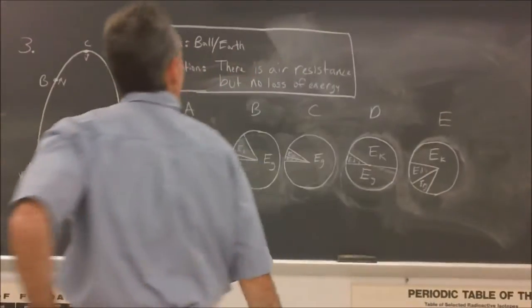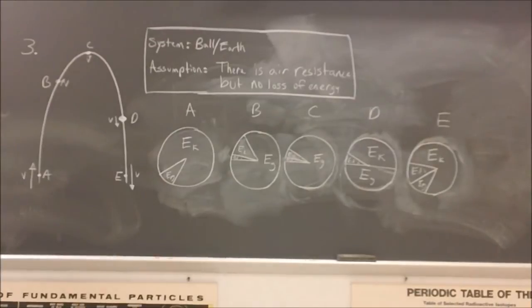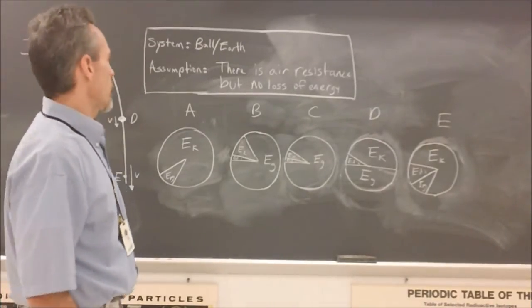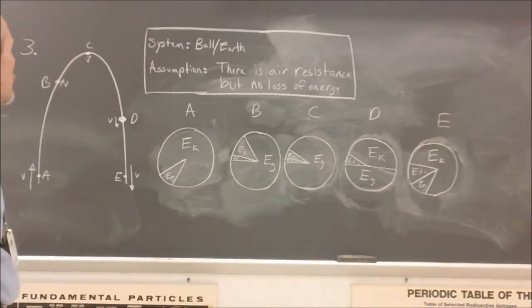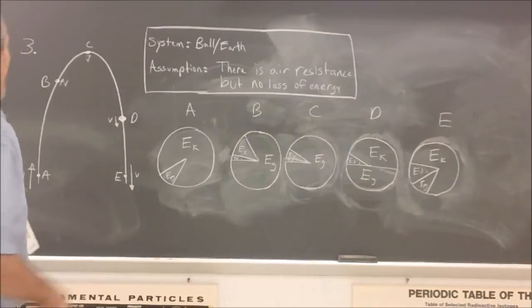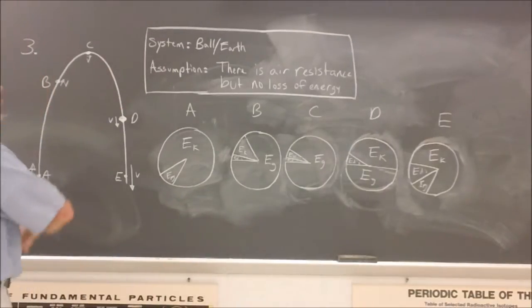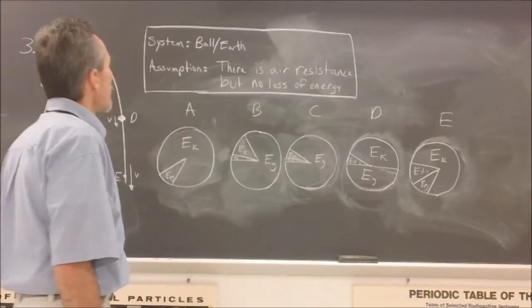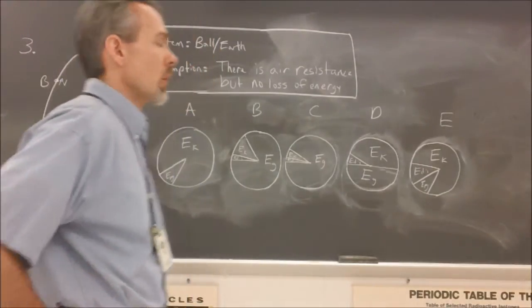Okay, before we start looking at energy bar graphs, I wanted to review energy pie charts really quickly. This is number 3 from 1B that you whiteboarded yesterday. We have this ball that goes up in the air and kind of comes back down. And all it says was to draw the velocity arrows next to each position and then draw the energy pie charts. Well, there's lots of room for interpretation on these.